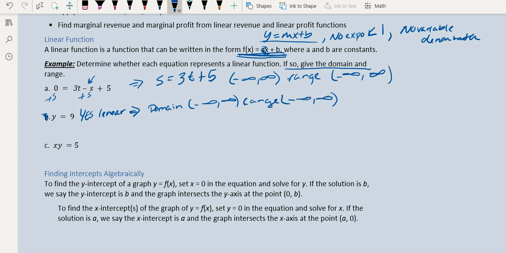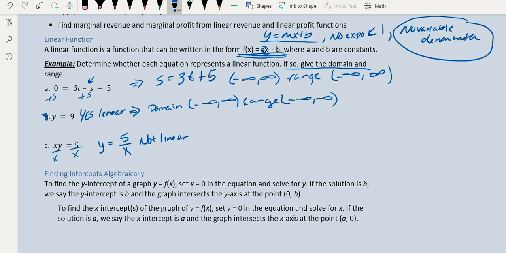Now my next question, C, I have xy equals 5. So that means I need to solve for y. If I was to solve for y, I would divide both sides by x, and y would equal 5 divided by x. 5 divided by x is my rule number 3, where I have no variable in the denominator. So I have a variable down here in the denominator, so this is not linear.